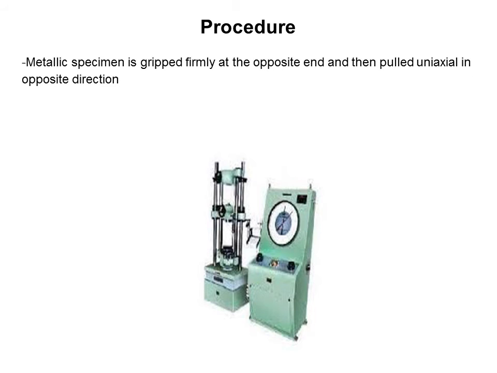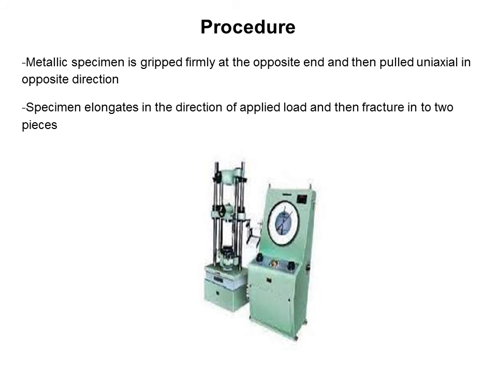The metallic specimen is gripped firmly at the opposite ends and then pulled uniaxially in opposite directions. This metallic specimen is pulled uniaxially till it gets fractured. Now, you know the gauge length you already measured before the test, and after the test that gauge length increases, because an opposite direction uniaxial tensile load is applied on that bar, so it elongates, and that elongation is measured with the extensometer. The specimen elongates in the direction of the applied load and then fractures into two pieces.